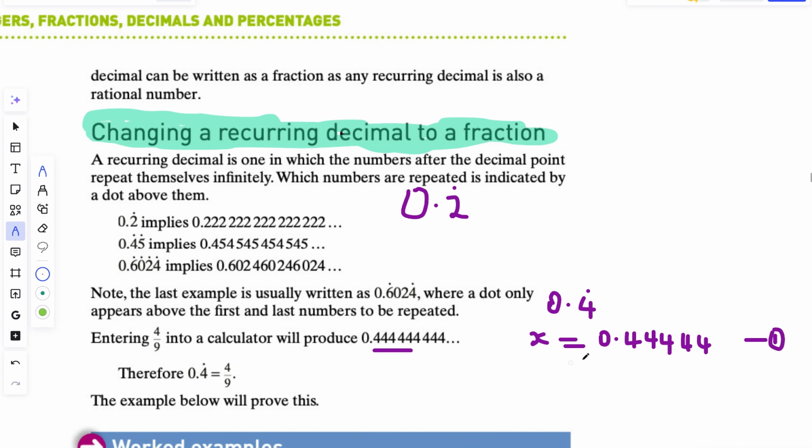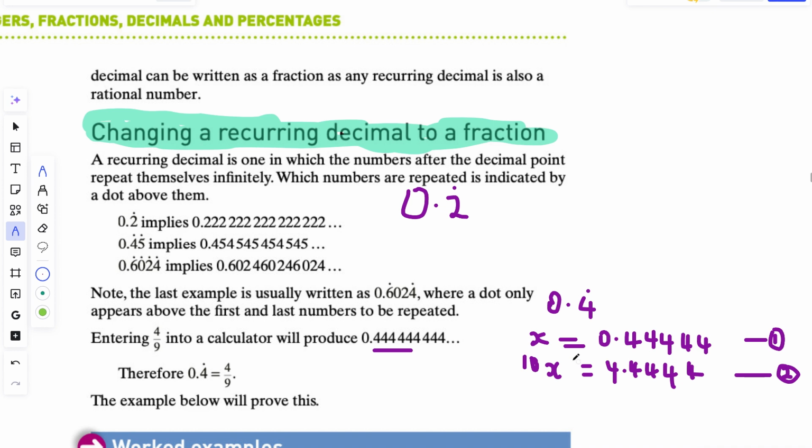And then multiply by 10. This is just 0.4, 4 is repeating. Only a one-digit number is repeating itself. If it's a 2-digit number that is repeating itself, I multiply by 100. If it's a 3-digit number, I multiply by 1,000. So if I multiply here by 10, both the left and right side, I'll have 10x here. Equal to, if we multiply this by 10, the decimal will move and become 4.44444, like that, repeating itself. Okay, you can call this equation 2.